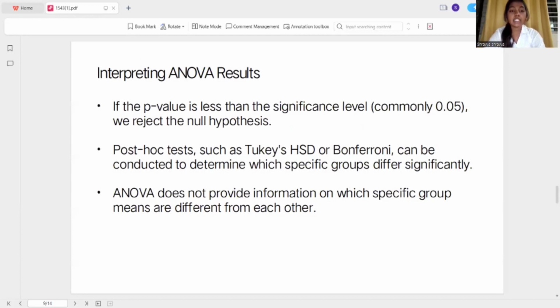And we have interpreting ANOVA results. If the p-value is less than the significance level, commonly 0.05, we reject the null hypothesis. Post hoc tests such as Tukey's HSD or Bonferroni can be conducted to determine which specific groups differ significantly, as ANOVA does not provide information on which specific group means differ from each other.